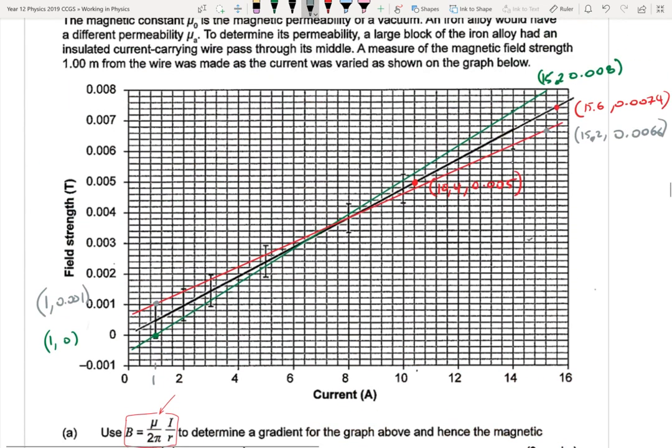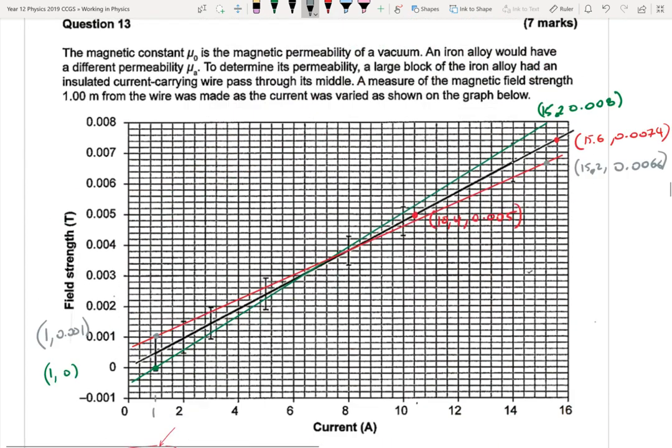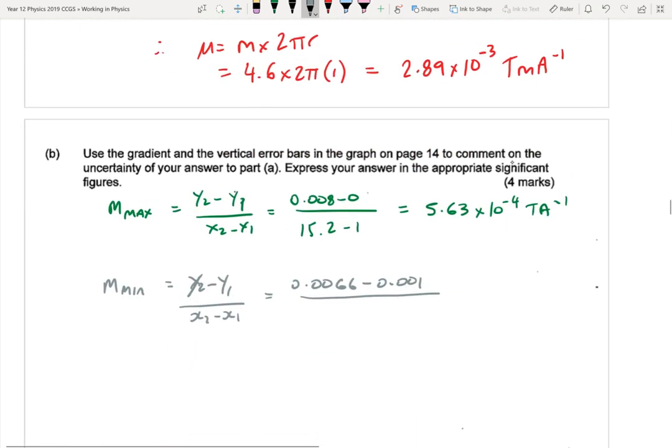And then 15.2 over 1. But this is how we're getting the absolute error. Well, yes, we will. We have to times by 2 pi r, yes. But I think you've still got more to do. 3.94.